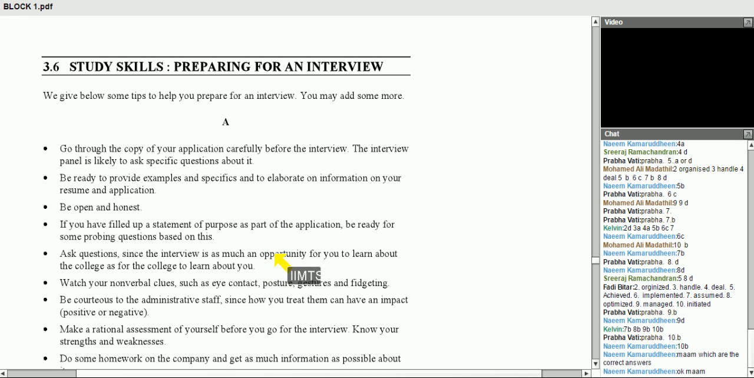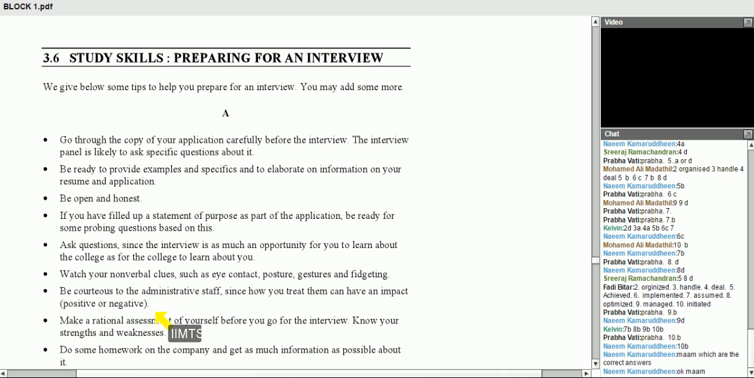Watch the non-verbal cues, such as eye contact. Just make sure you are making proper eye contact with each of the interviewers, if it is an interview panel. Your posture should be good. Your gesture should be good. Be courteous to the administrative staff, since how you treat them can have an impact, positive or negative. Don't close the door harshly. Don't sit unless and until they ask you to.